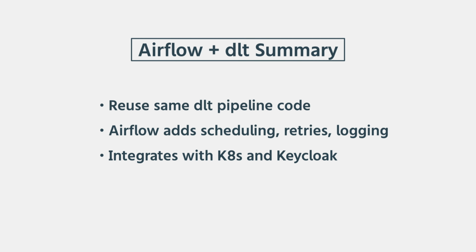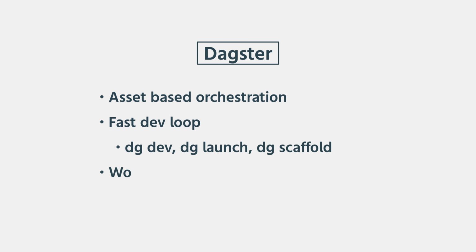Alright, we confirmed the DLT pipeline runs in Airflow. Airflow can add scheduling, retries, and logging around the same DLT code. It integrates with Kubernetes and supports Keycloak with role mapping. If you want a full-featured orchestrator in your cluster, Airflow is a solid choice. Next, let's look at the same pipeline in Dagster to see the asset-first take on orchestration.